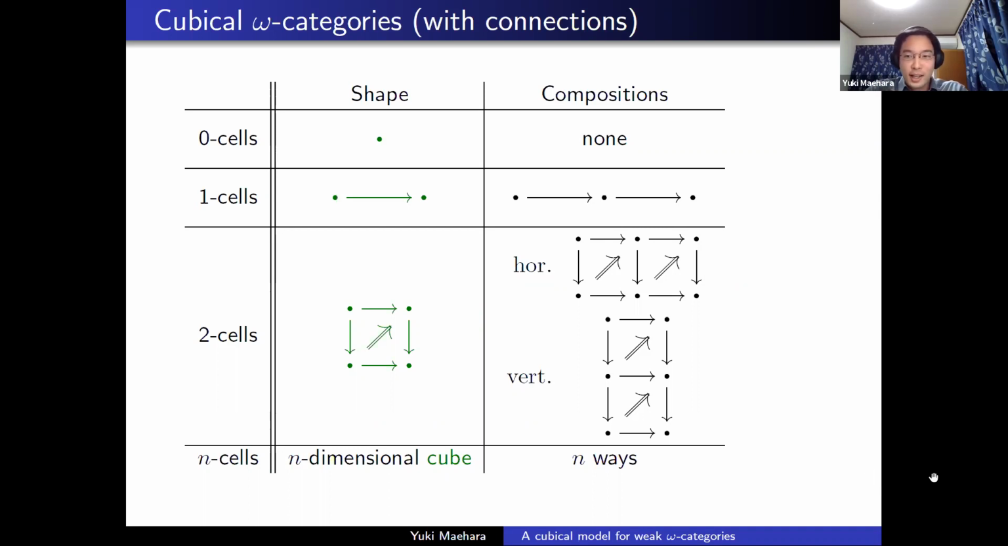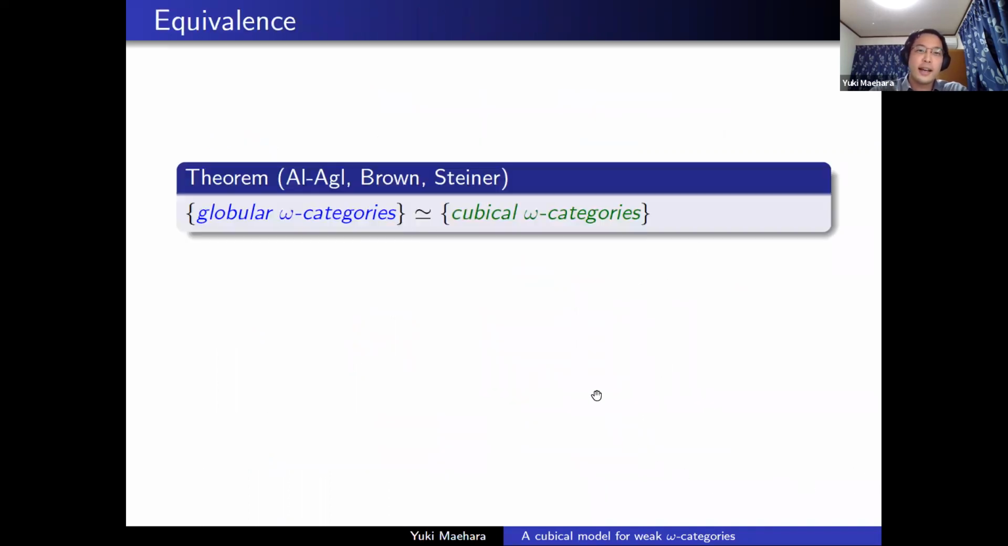Right, so now I have given you two different notions of omega category. And now it's the theorem of Al-Agl, Brown, and Steiner that these two notions are equivalent, in the sense that they give rise to equivalent categories. So the category of globular omega categories is equivalent to the category of cubical omega categories. By the way, I have color-coded everything so that throughout this talk, blue means globular and green means cubical. And I hope that helps.